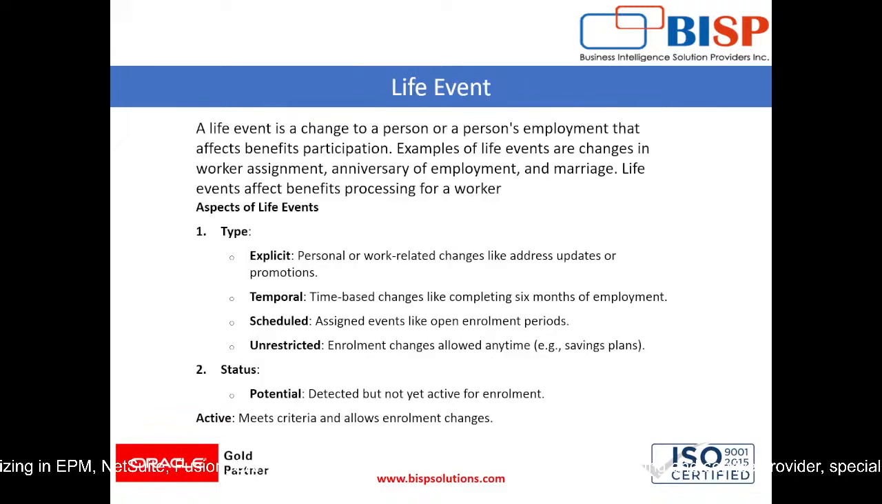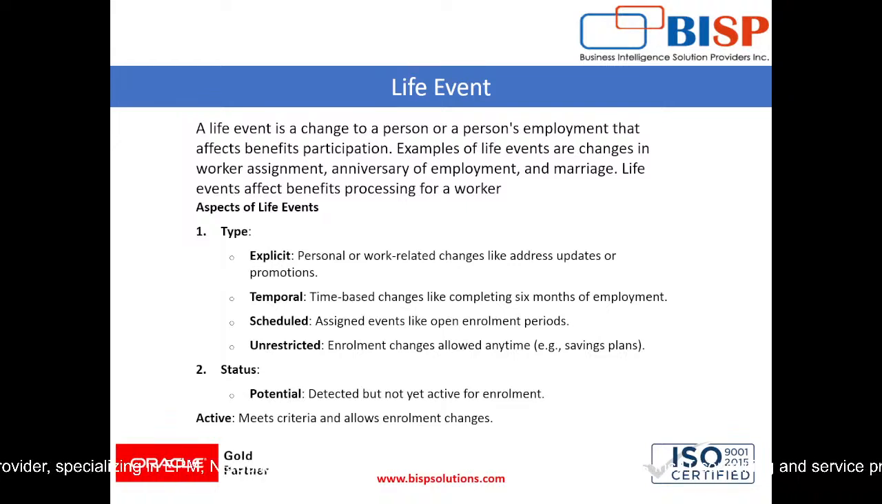Life event. After the eligibility, you have life event. A life event can be, for example, a worker assignment or marriage. These things might be your life event. There are four types of life event: explicit, temporal, scheduled, and unrestricted.